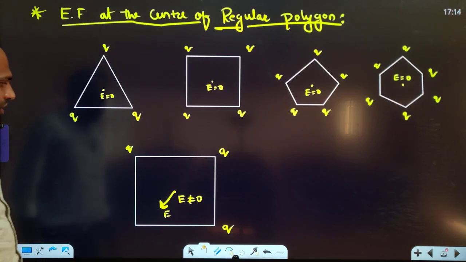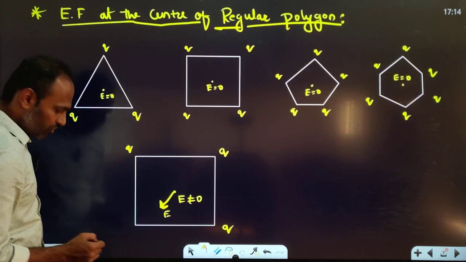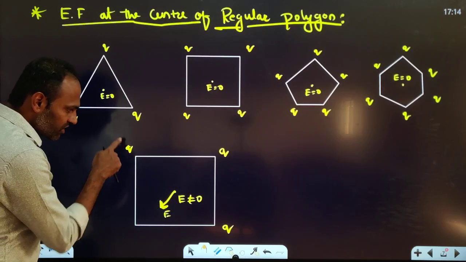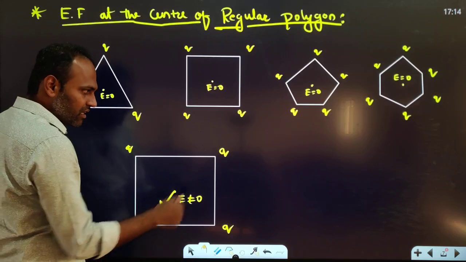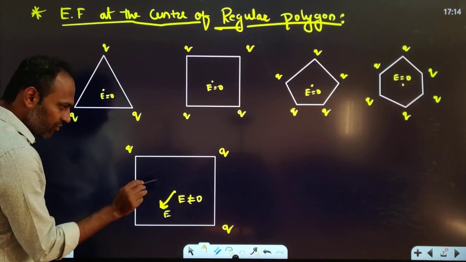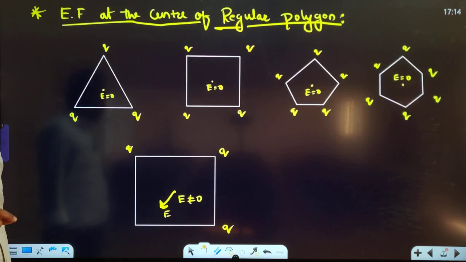In the next one, if I take a square, only 3 charges are placed at the 3 corners of the square. There is no charge in the 4th corner. That's why in this case, the electric field of this charge and the electric field of this charge will get cancelled. But the electric field of the remaining charge will not cancel, it will remain there. So the electric field will not be zero if there is no electric charge at any one of the vertices.